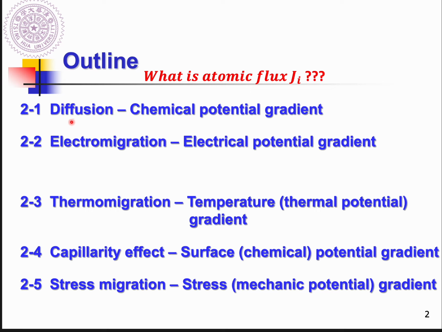The first one we are going to describe is the diffusion phenomenon. I believe most of you know that the driving force for diffusion is the chemical potential gradient, which means an atom at some specific location with a higher chemical potential is going to move toward a location with lower chemical potential to decrease the total free energy of the system.